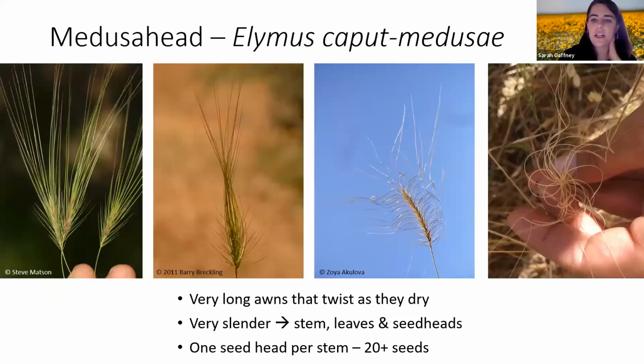But for identification, it's mostly identified with its seed head. So it has incredibly long awns. Awns are the long things that are attached to the tiny seed that help it disperse. And as the seed head dries, those awns start to twist and give it its name of Medusa head, because they're all nice and crazy and twisted. But the plant in general is very slender. So the stem, the leaves, and the seed heads. And so that can help ID from other grasses. And there's only one seed head per stem, and they can have up to 20 plus seeds.